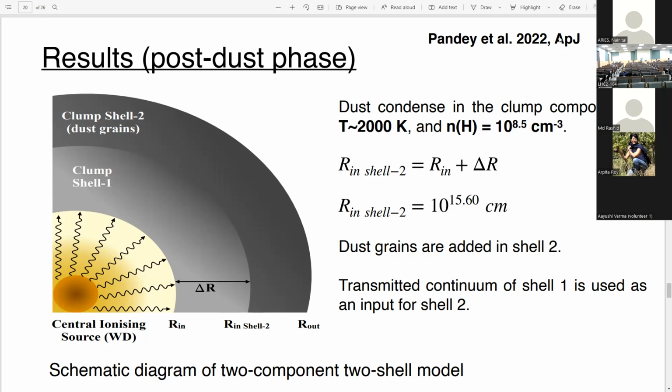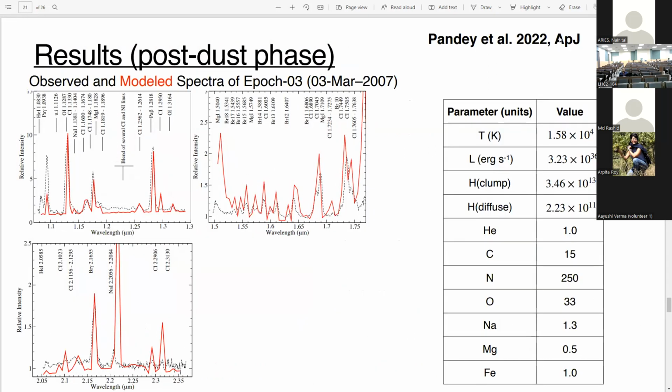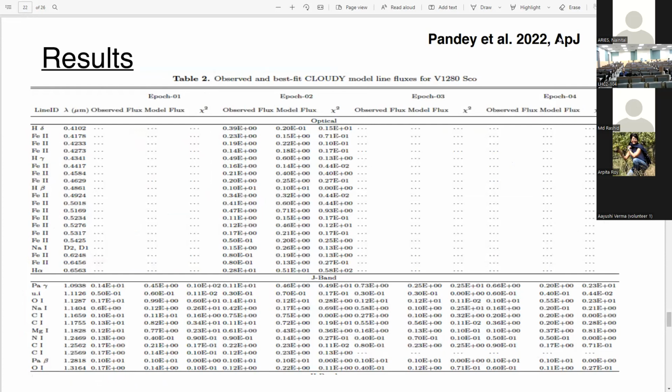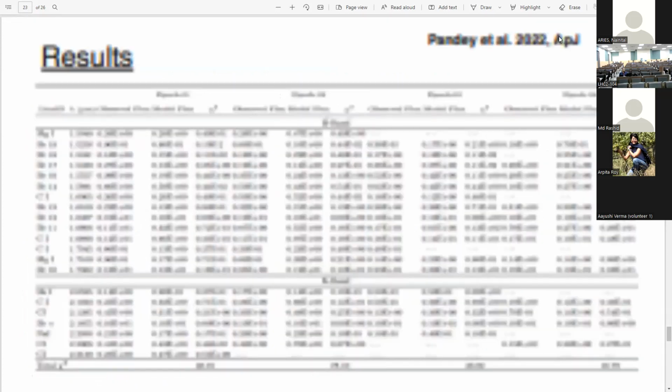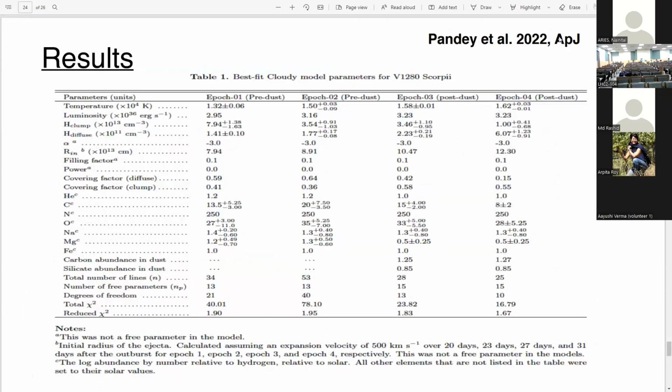And then we added the resulting spectrum from both parts. So here we have successfully modeled the rise in the continuum. Many lines in the simultaneous optical and JHK bands have been used for this phenomenology. We have studied four epochs. These are the Cloudy best-fit model predictions we get.